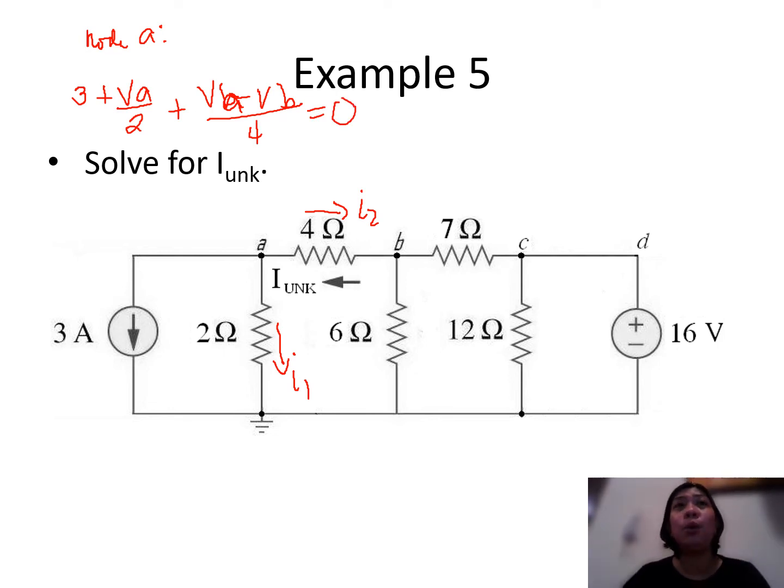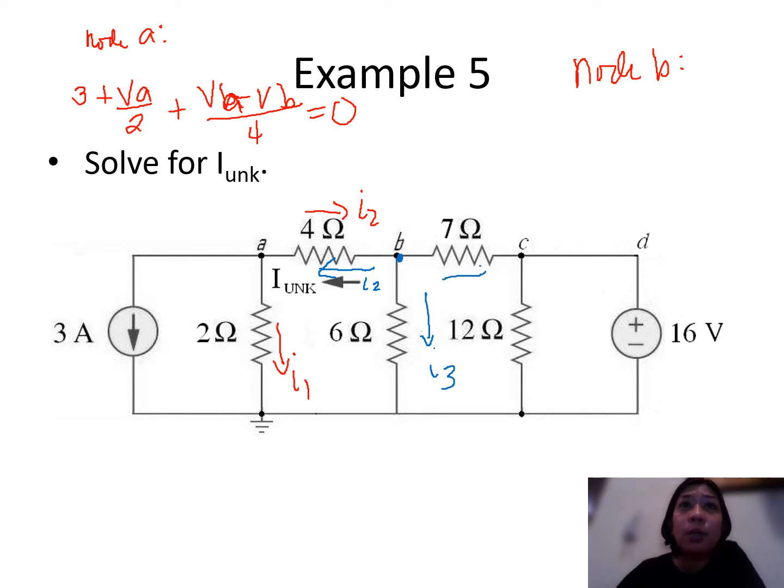Okay, so let us go to node B. So this is our node B. At node B, let's use a different color. Let us assume that all currents leave node B. So let us call this your I2, let us call this your I3, and let us call this our I4.